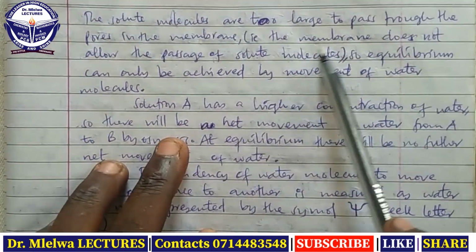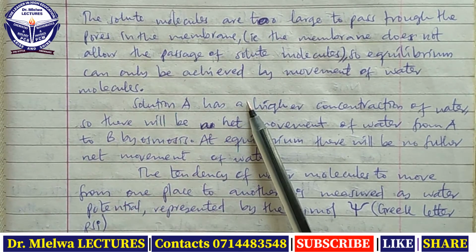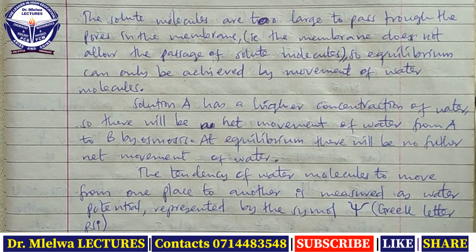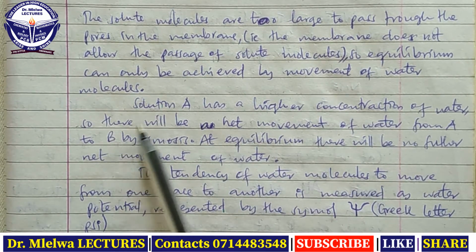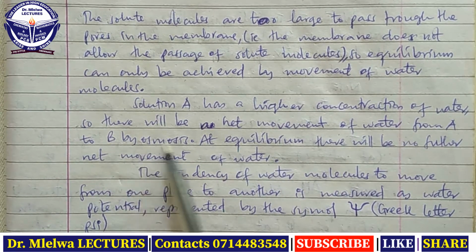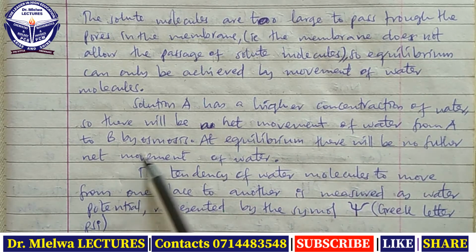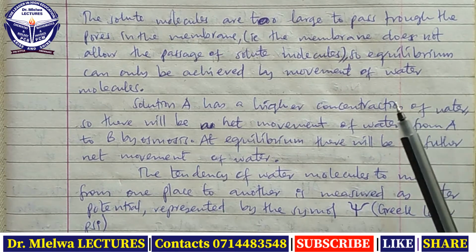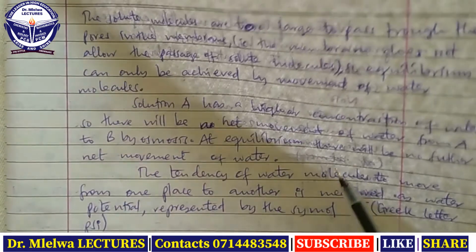So equilibrium can only be achieved by movement of water molecules. In order to achieve equilibrium in the solution, only water molecules can move from one side to another. And as we said, solution A has a higher concentration of water, so there will be a net movement of water from A to B by osmosis until equilibrium is reached. At equilibrium, there will be no further net movement of water. So water will move from A to B until equilibrium is reached.